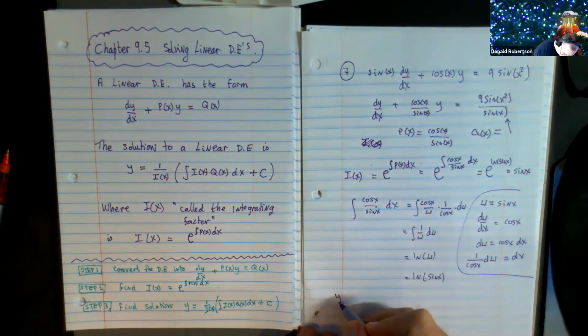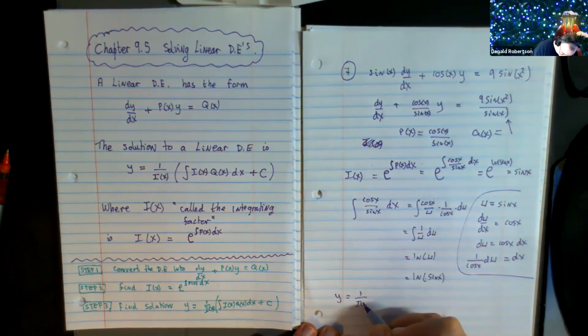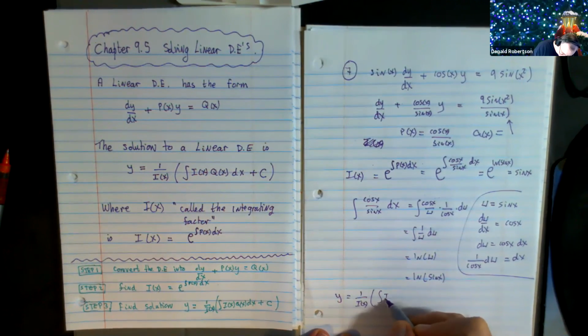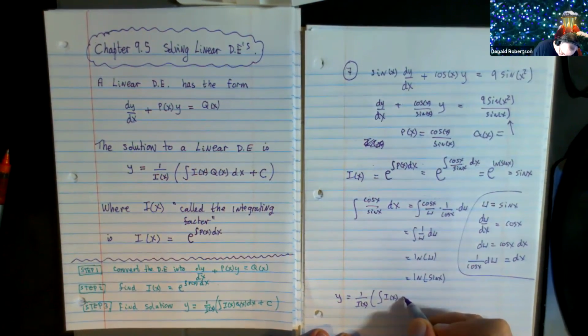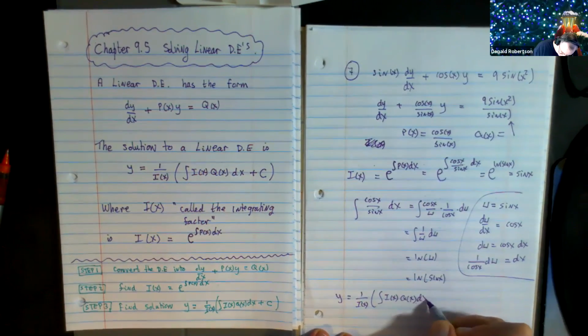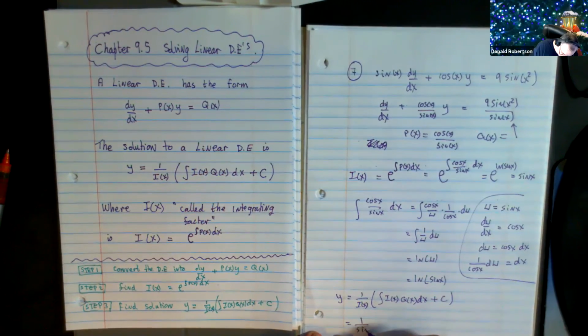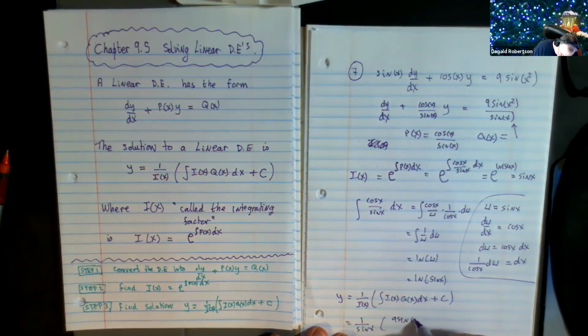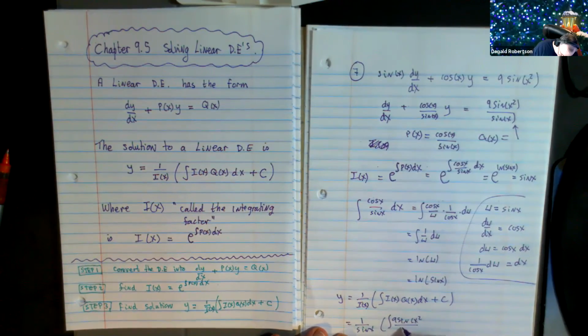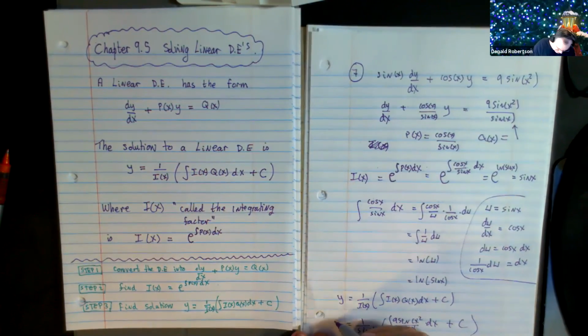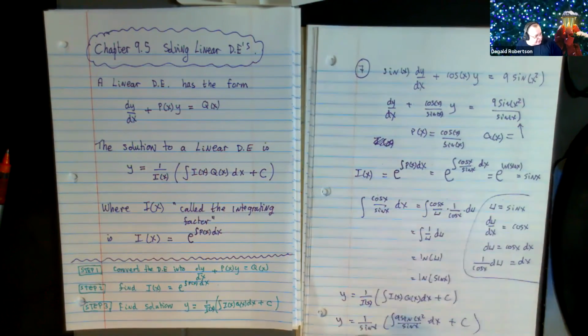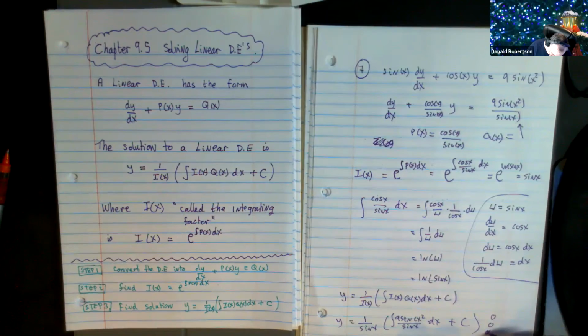So our solution is 1 over I of x, the integral of I of x, q of x dx, add c, and that ends up being 1 over sine x, the integral of that guy over sine x dx, add c. And one of your 5 choices is that guy. And I believe, at least in my one, it's the third dot.